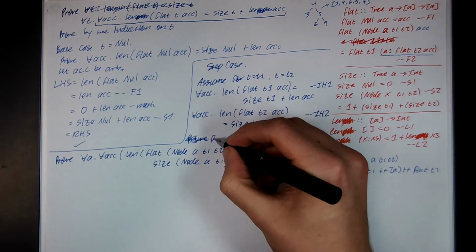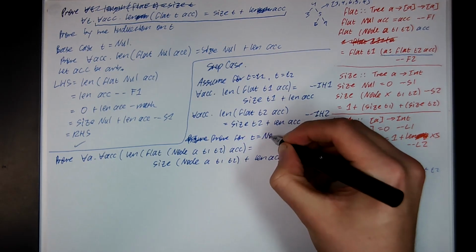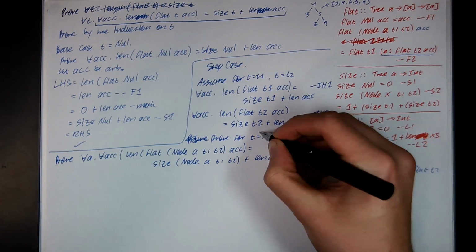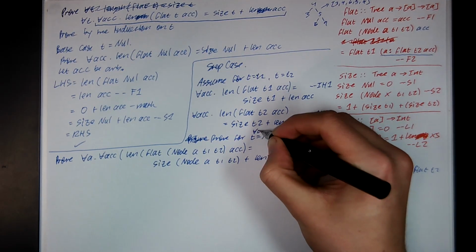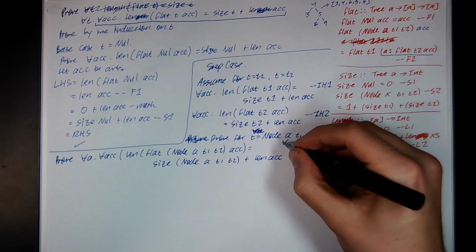And then we want to prove it for T is equal to node A, T1, T2 for all A. Okay, so proving that for any new arbitrary variable A.